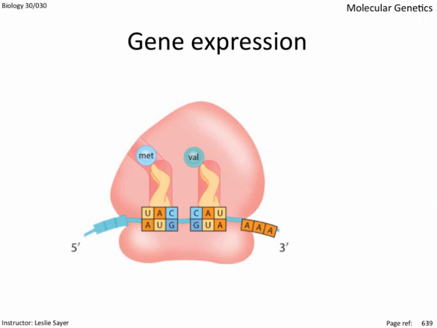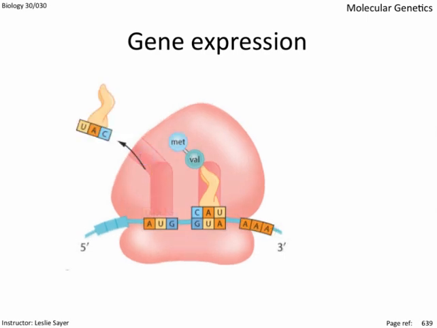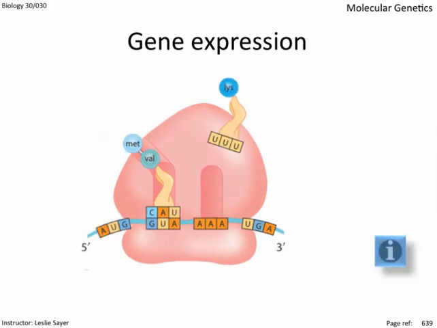Both sites have tRNA molecules with their respective amino acids. The first tRNA passes its amino acid to the second tRNA and leaves its binding site. The 2 amino acids are connected by a peptide bond. The ribosome moves forward, exposing new mRNA codon for a third tRNA.